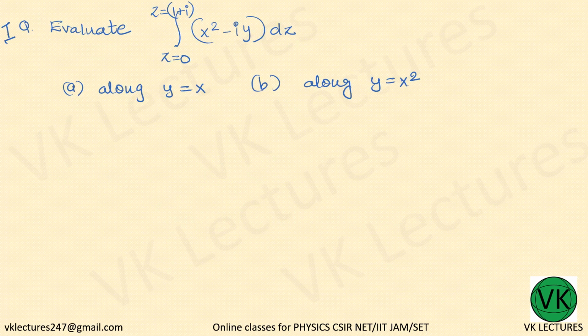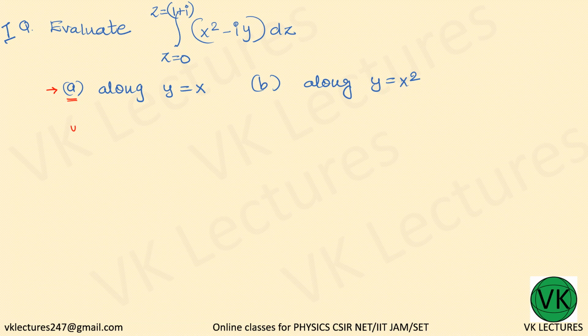Evaluate the integral from z equal to 0 to z equal to 1 plus i. The f of z is x square minus iy, dz. Now two questions are there. We have to find the integral along y equal to x, this is one curve, and also along y equal to x square. Now let's start with the value of the integral along this y equal to x.